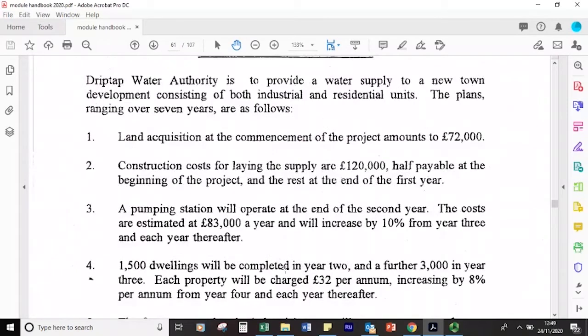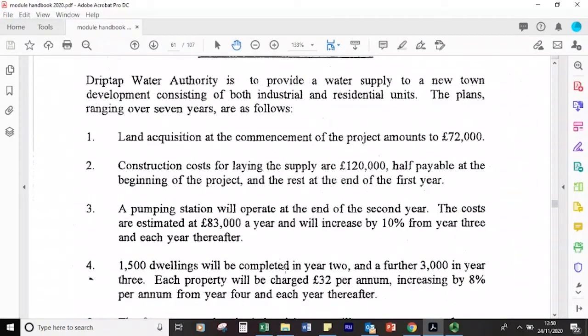Land acquisition at the commencement of the projects amounts to £72,000. So that would be now when we start the project. Construction cost for laying the supply are $120,000, half payable at the beginning of the project, which would be time 0, and the rest would be at the end of first year, which is time 1. A pumping station will operate at the end of the second year, so that's timeline 2. The costs are estimated at $83,000 a year and will increase by 10% from year 3 and each year thereafter.